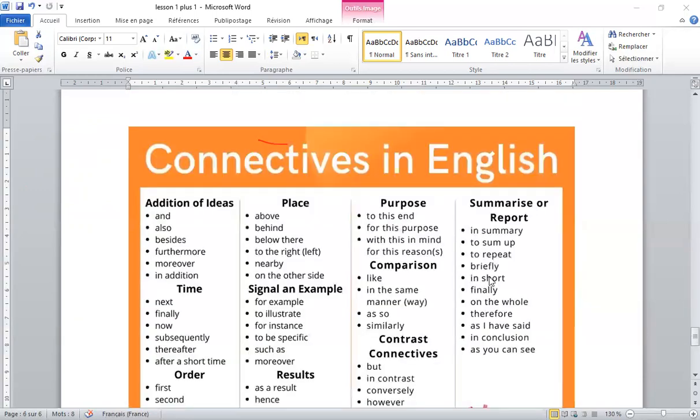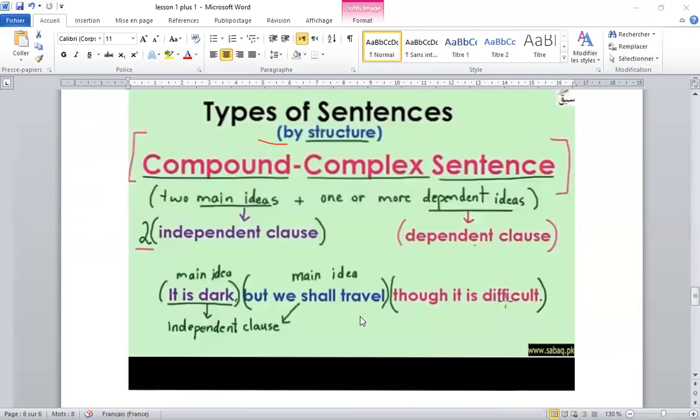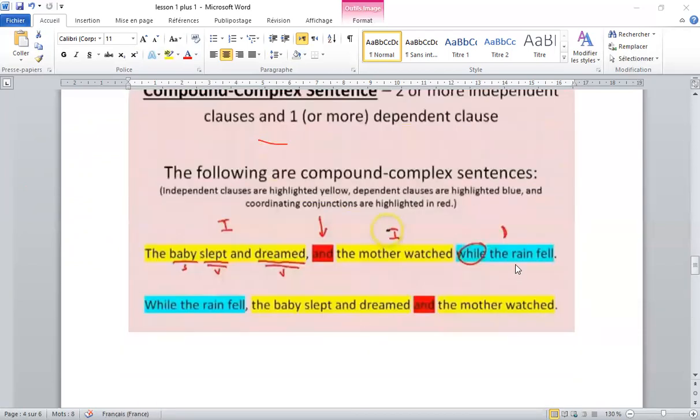Use one of these charts to think of, first of all, two main clauses and one complex clause, or you can change. You can start with the complex clause, like here. So this is the same. While the rain fell, the baby slept and dreamed, and the mother watched. Where is the problem? No problem. The meaning stays as it is. So here we have said: the baby slept and dreamed, and the mother watched while the rain fell. Number one is equal to: while the rain fell, the baby slept and dreamed, and the mother watched.